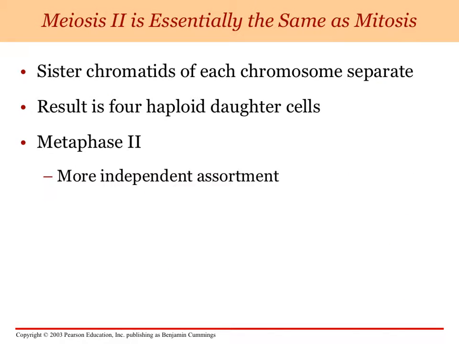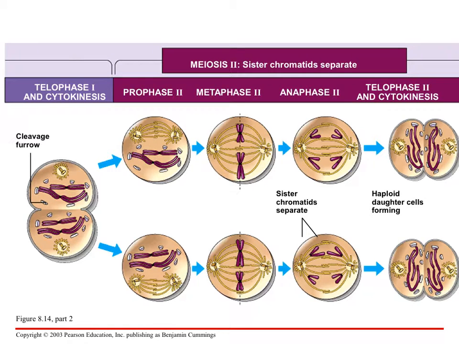So, sister chromatids of each chromosome separate, resulting in 4 haploid daughter cells. Okay, so we're going from homologous to haploid, or diploid to haploid. And then metaphase, there's more independent assortment, like we saw in metaphase 1. Okay, and between metaphase 2 and anaphase 2, these homologous chromosomes can then pull apart and go in either direction.